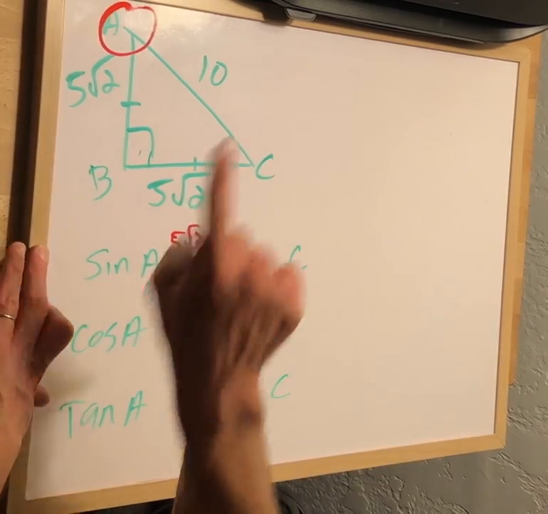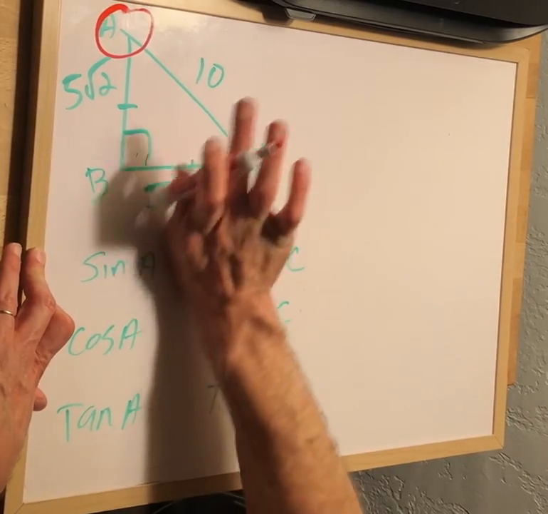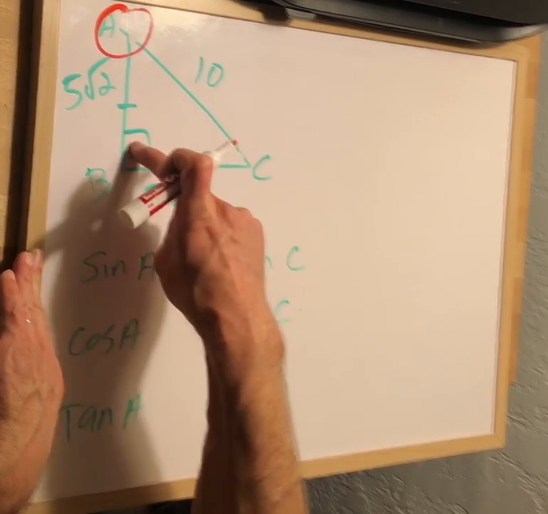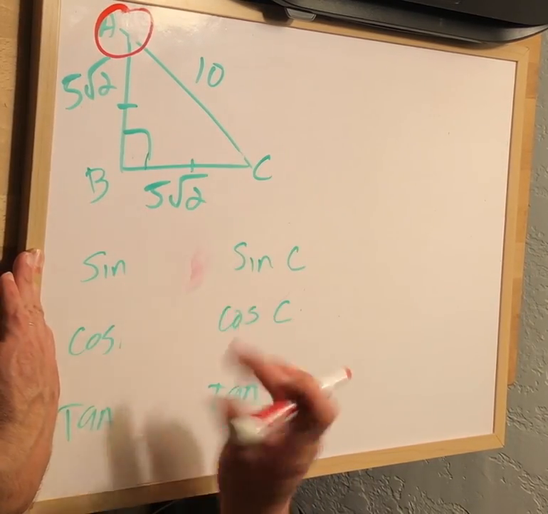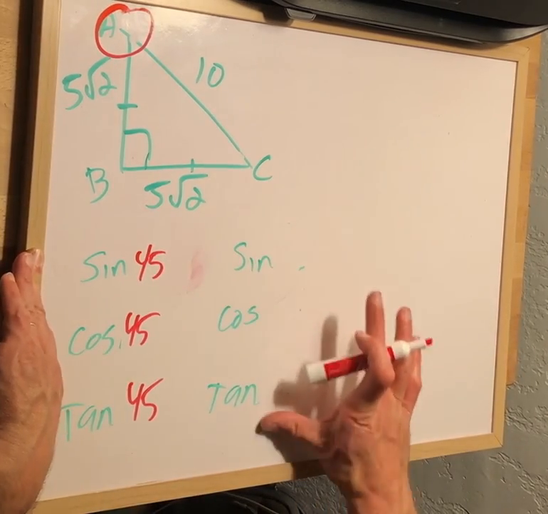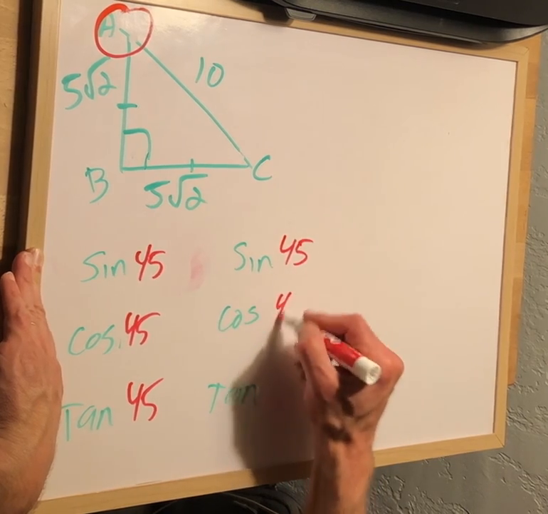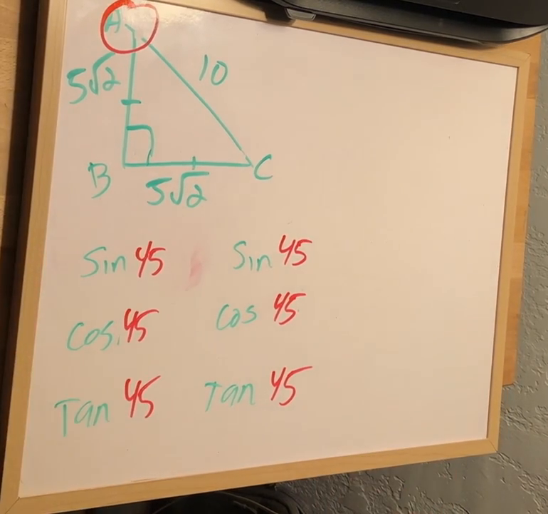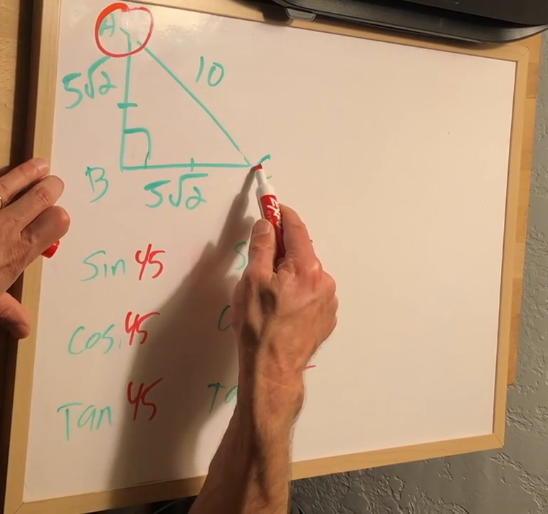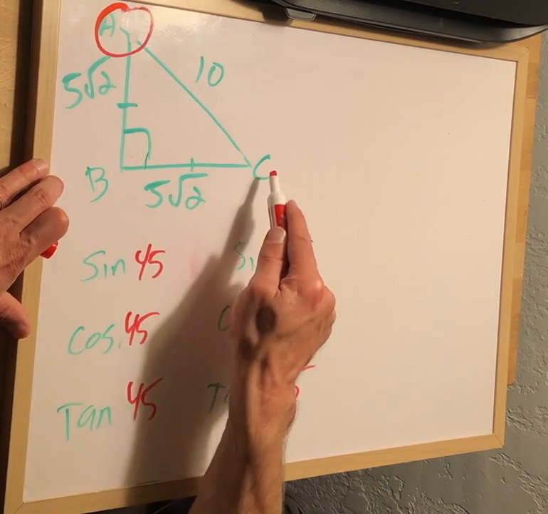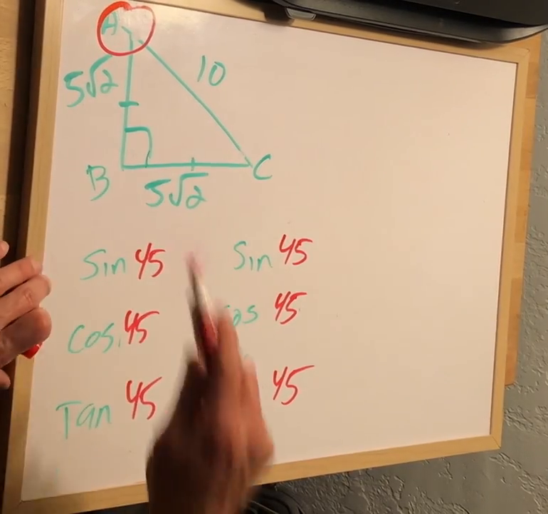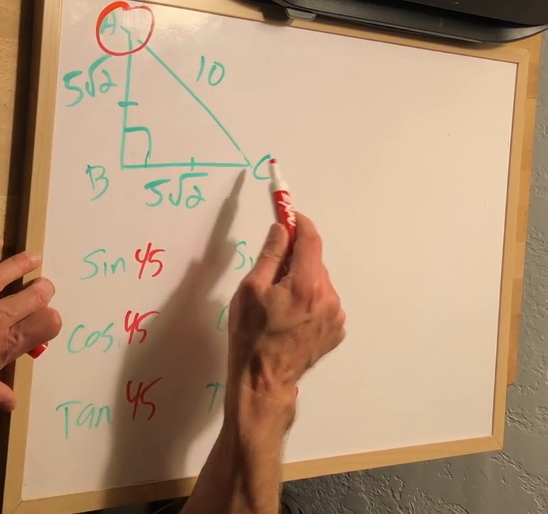But look, what is angle A and angle C? Look, this is 45 degrees, this is 45 degrees, this is 90. So angle A is actually 45 degrees. What is angle C? Angle C is actually 45 degrees. So sine of A is going to give you the exact same answer as sine of C. Cosine of angle A is going to give you the exact same answer as cosine of angle C because they're both 45-degree angles. You can see how both of the sides are the same also. Tangent of angle A is going to give you the exact same answer as tangent of angle C, as you'll see.